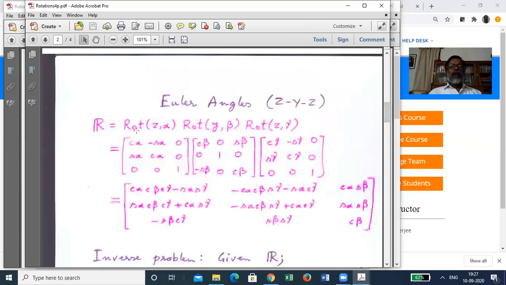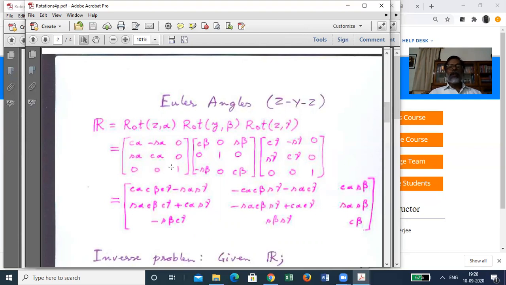So you write these three component matrices and simply multiply. Just multiply any two and then multiply with the third in the proper order. So matrix multiplication is associative, but order is important. Now, in the inverse solution, if you are given this matrix in terms of 9 numbers, and you verify that they constitute an orthogonal matrix, that is given R.